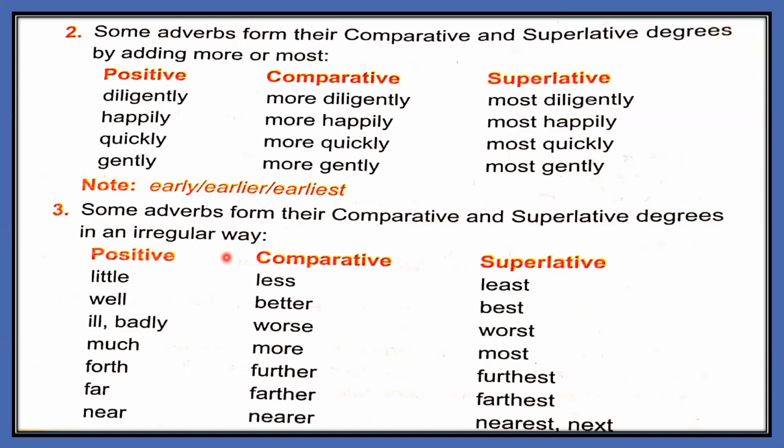But irregular means their three forms are changed, different. Like positive is little, comparative is less, superlative least. Positive is well. So what is the comparative of well? Better, best. Ill or badly, worse, worst. Much, more, most. These all are changed. Look: little, less, least; well, better, best. They are called irregular adverbs. Fourth: far, further, furthest; far, farther, farthest; near, nearer, nearest, or next is also used.